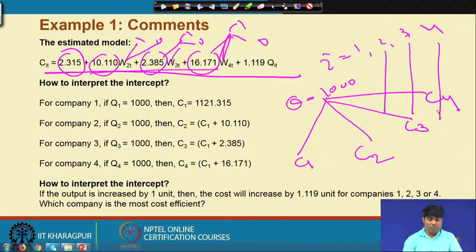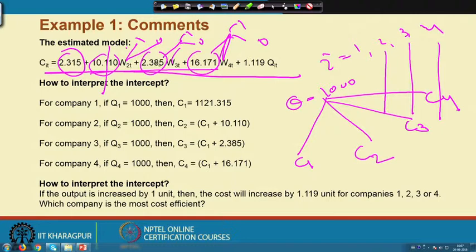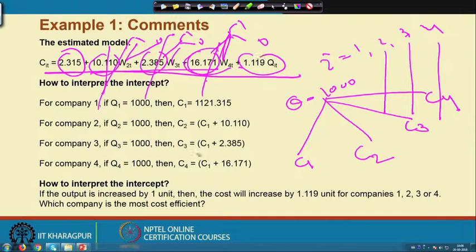So, now what is happening? Since this is the dummy coefficient for company 2, this is the dummy coefficient for company 3 and this is the dummy coefficient for company 4, by default we assume that these are all equal to 0. Then by default the cost function will be restricted to 2.32 plus 16.17 plus 1.112 q. So, that is how the impact is.